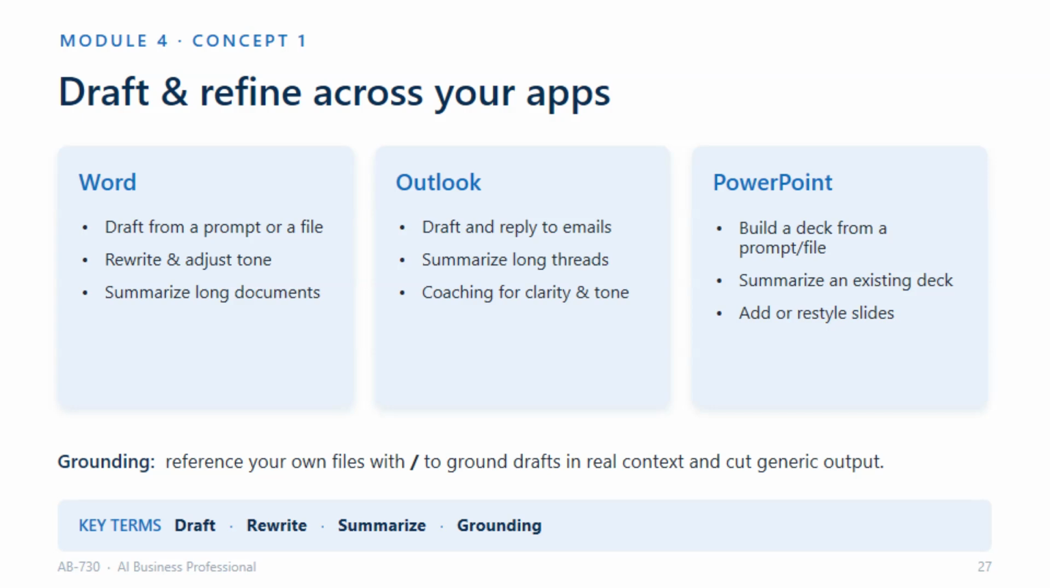Copilot drafts and refines content in Word, Outlook, and PowerPoint. In Word, it drafts from prompts or files, rewrites, adjusts tone, and summarizes. In Outlook, it drafts and replies to emails, summarizes threads, and coaches tone. In PowerPoint, it builds decks, summarizes, and restyles slides. Ground your drafts using the / symbol to reference your files for more relevant content.